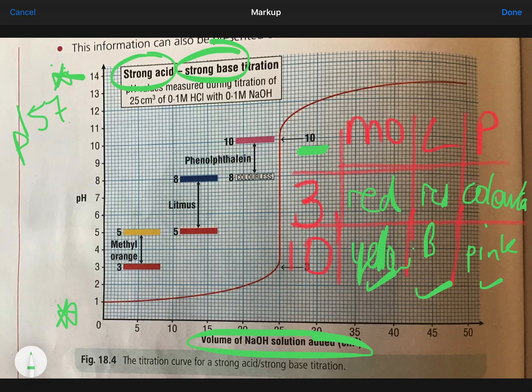So if they say to you, what indicator did you use for your titration of HCl and sodium hydroxide? You'd say methyl orange. Why did you say methyl orange? Because the range of the indicator lies within that sudden jump in pH which occurs at neutralization. That is all you have to say. So you're going to say that methyl orange is red below 3 and it's yellow above 5. That lies within the sudden jump in pH that occurs in the solution at neutralization.